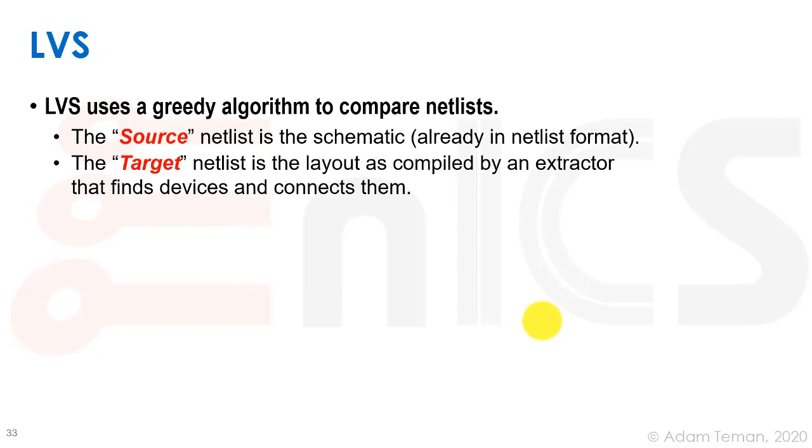LVS is the layout versus schematic tool. It basically is just a tool that takes two different net lists and compares them. The source net list is usually the schematic. So as I said, schematics pretty much straightforwardly compile into a net list. The target is usually the layout. The layout does not straightforwardly turn into a net list. So usually there's some sort of a tool that goes over and reads the different layers and whatever was laid out, turns it into a net list, and then it does this type of a formal verification where it tests that the source and target are equivalent.